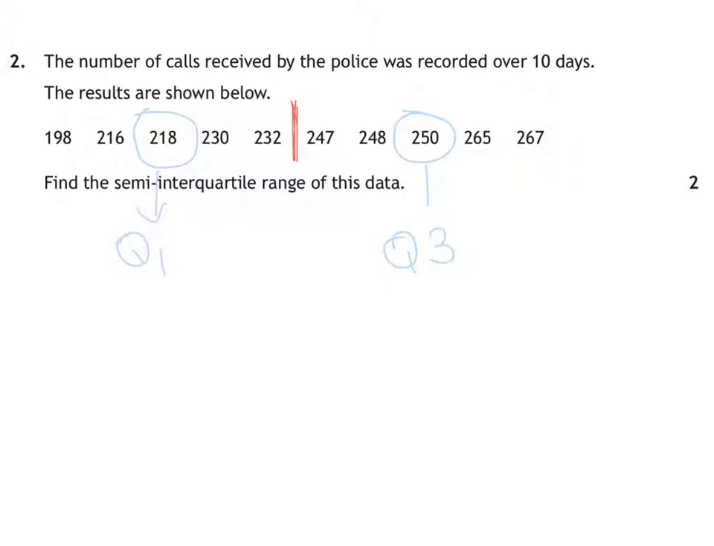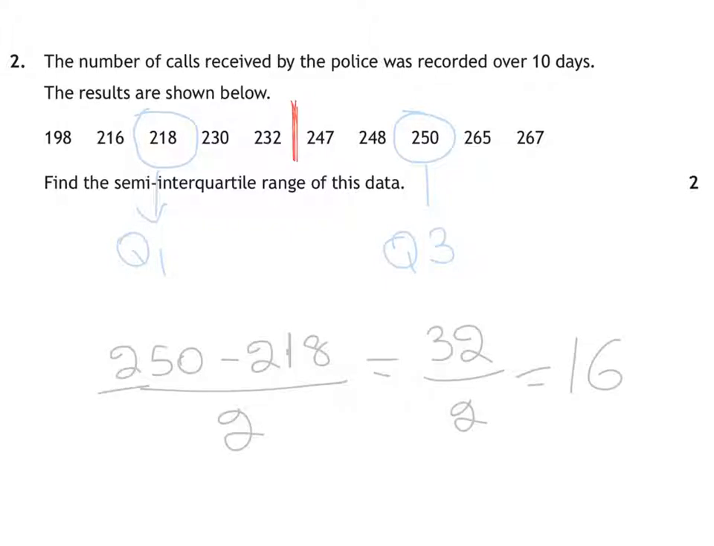Now to get the semi-interquartile range, it's Q3 take away Q1 and divide that answer by 2. So 250 take away 218 divided by 2 is the same as 32 divided by 2, which gives us an answer of 16. So the semi-interquartile range of this data is 16. Mark-wise, you get your first mark for getting your quartiles, so your 218 and your 250, and your second mark is for getting your range.